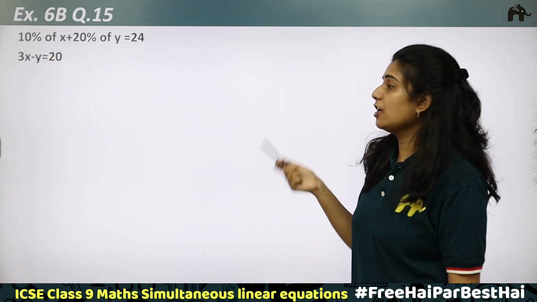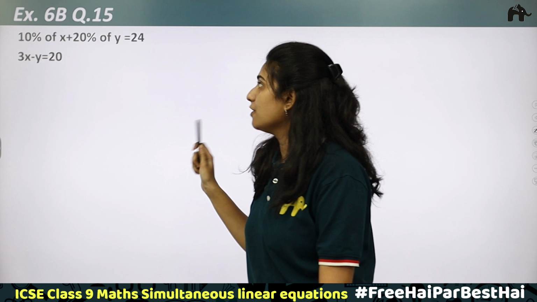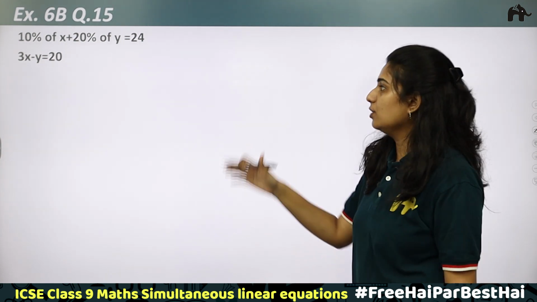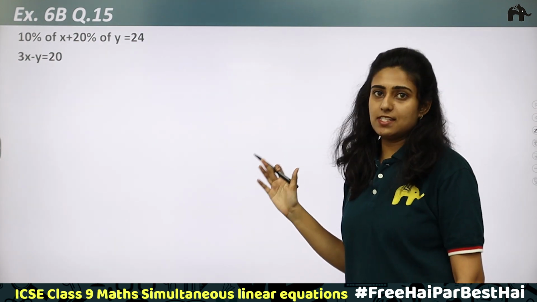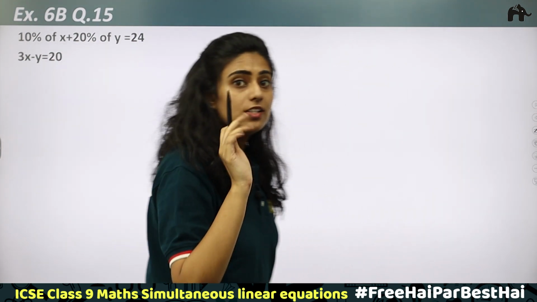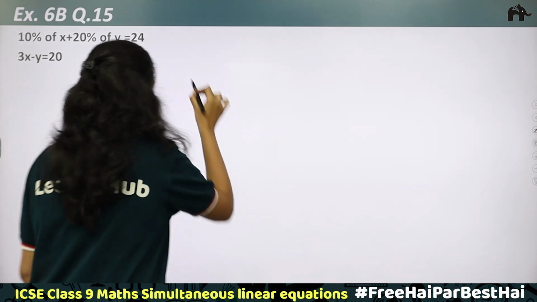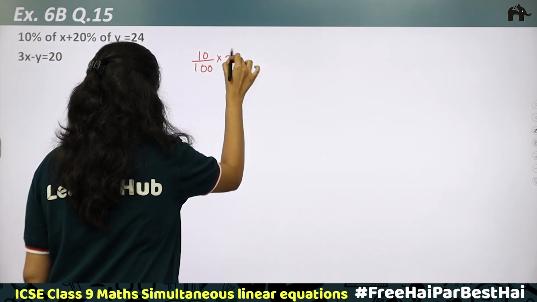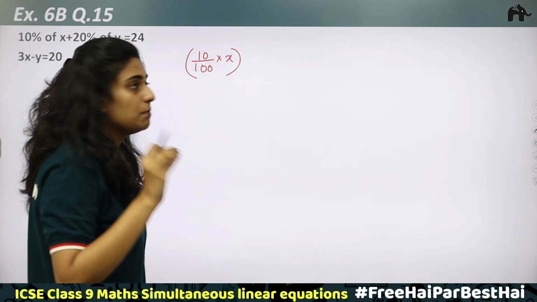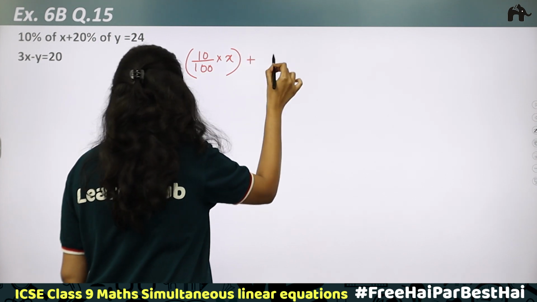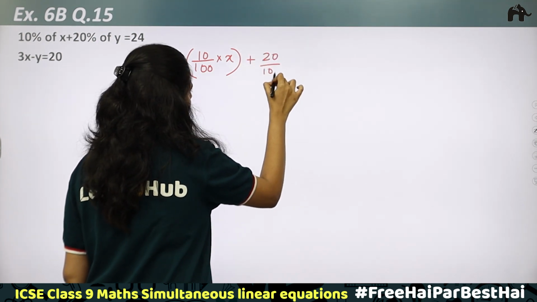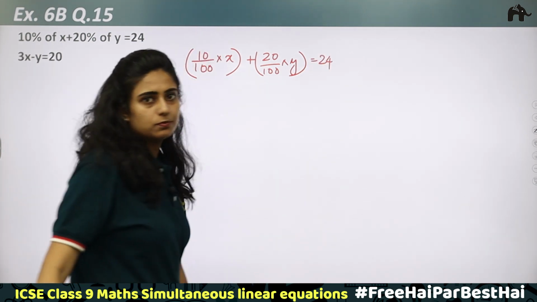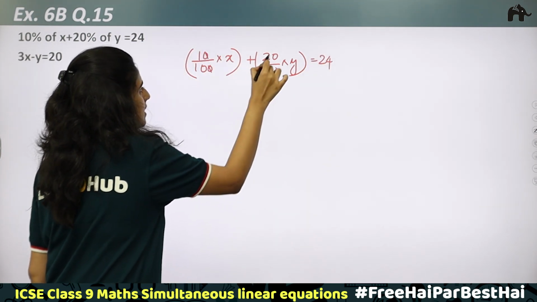Question number 15 of exercise 6b. 10% of x plus 20% of y is equal to 24. This is the first equation. Second, 3x minus y is equal to 20. Now consider the first one. What is 10%? How can you write 10%? 10% is 10 divided by 100 into x. 10% of x means 10 by 100 into x plus 20% of y, 20 by 100 into y is equal to 24. Zeros can be cancelled.